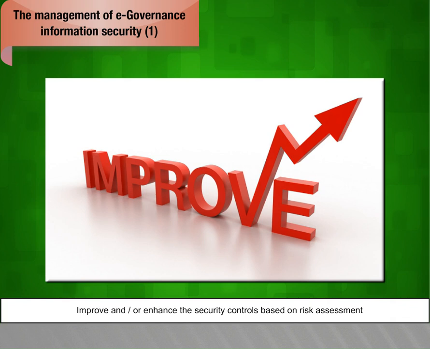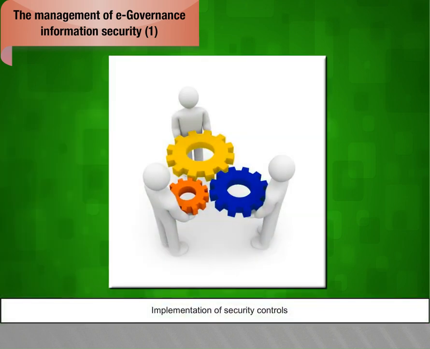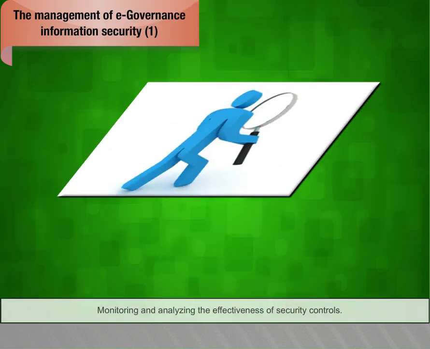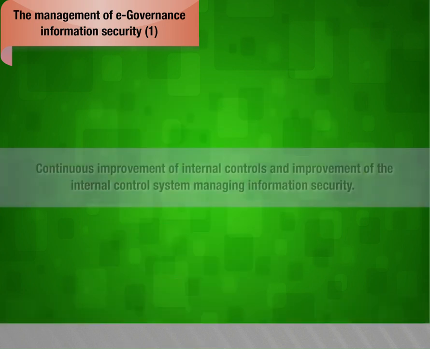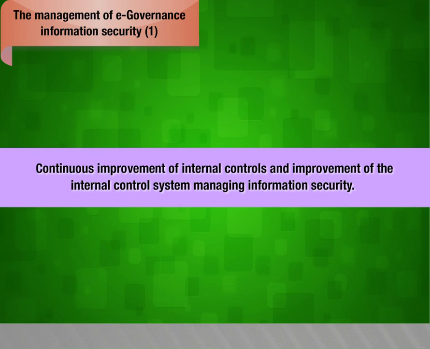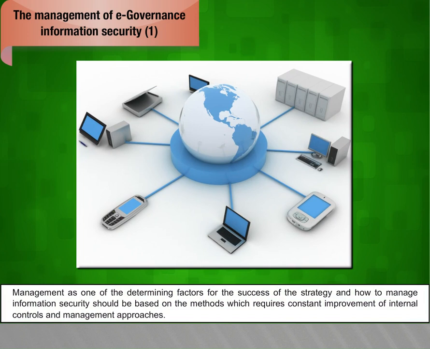improve and enhance the security controls based on risk assessment, implementation of security controls, monitoring and analyzing the effectiveness of security controls, continuous improvement of internal controls and improvement of the internal control system managing information security. Management as one of the determining factors for the success of the strategy and how to manage information security should be based on the methods which requires constant improvement of internal controls and management approaches.